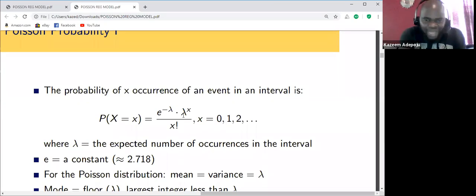So the lambda here is the expected number of occurrences in the interval. The lambda is more or less the mean. So the expected number of occurrences in the interval, and the e right here, of course, is a constant. So what I'm talking about right now is what we call the Poisson distribution, and the Poisson distribution is the probability distribution of count data.